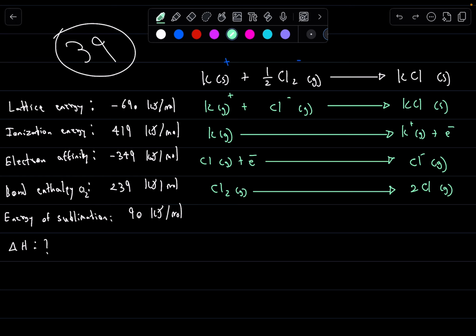Energy of sublimation, if you remember what that was, just when a solid directly turns into a gas, meaning it skips the liquid phase, right? And again, it'll tell you in the question, but you can also just figure it out by looking at your original reaction. Do you think there would be a step for the potassium to turn from a solid into a gas, or the chlorine from solid into a gas?